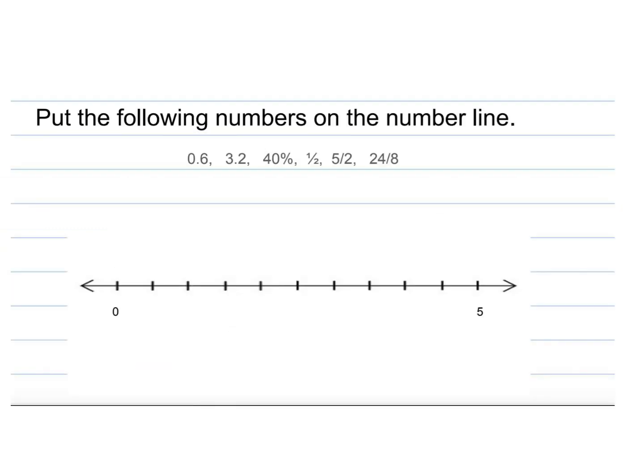So our last problem is putting the following numbers on the number line. So I want you to take these numbers, change them all into decimals, because we're going to put them in a number line between 0 and 5, and then draw your number line and put them in. So I want you to pause me and then come back and check your work.